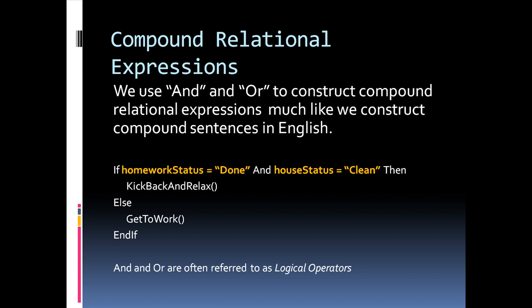Is my homework done? Is my house clean? Yes or no? Then if both of these conditions end up being true, the homework is done and the house is clean, then I'm going to kick back and relax. Or else I'm going to get to work and start doing some of the things I need to do. So there we have a compound relational expression. And the and and or, when they're used in this way, are referred to as the logical operators. So you saw the relational operators, the greater than, the less than, and so on. And and or are often in programming referred to as logical operators.